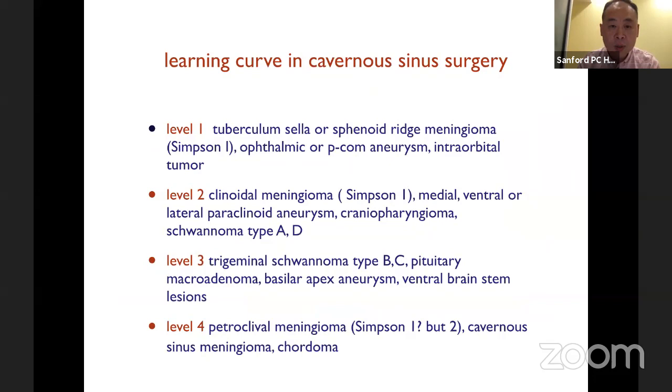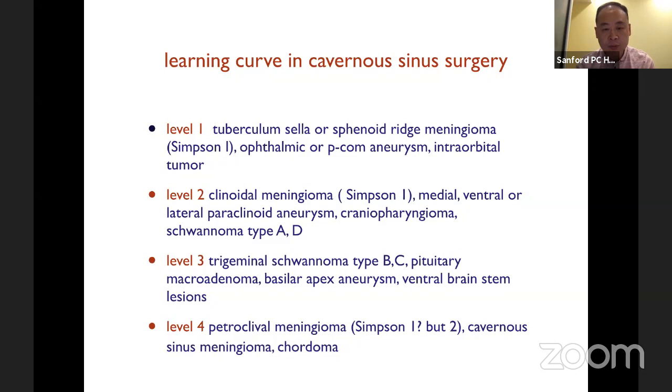So when I got back to Taipei, I started to do the cavernous sinus. In the past years, I came to know the learning curve in my career. When I started cavernous sinus surgery, I tried to do the simple ones like PCOM aneurysms and also the tuberculum sellae meningioma and the sphenoid ridge meningioma. As I gathered experience, I dared to deal with the clinoidal meningioma and more complex paraclinoid aneurysms, like a ventral type or medial type paraclinoid aneurysm, then the craniopharyngioma, or the simple types of schwannoma, like type A or D.